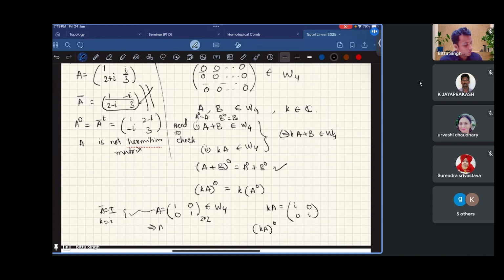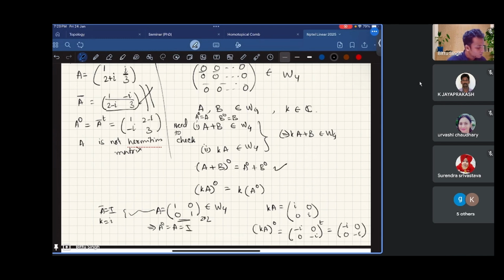A naught equal to A, it is clear. But what is (K A) naught? It means we take conjugation and then transpose. Conjugation means minus i, 0, 0, minus i, and take the transpose, which by symmetry is clearly the same. Row becomes column and column becomes row. So it is same as this. But A naught is identity matrix. A naught is same as A, which is identity.